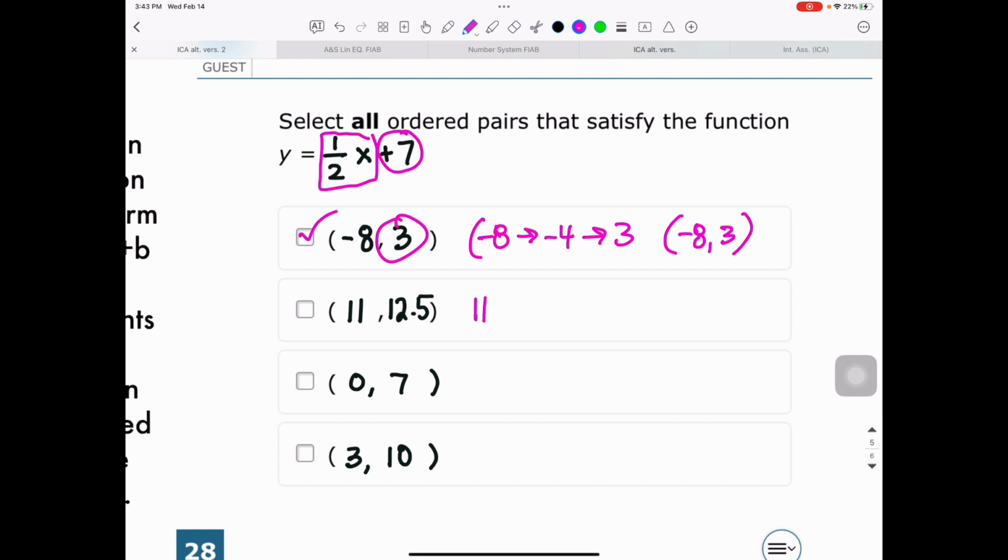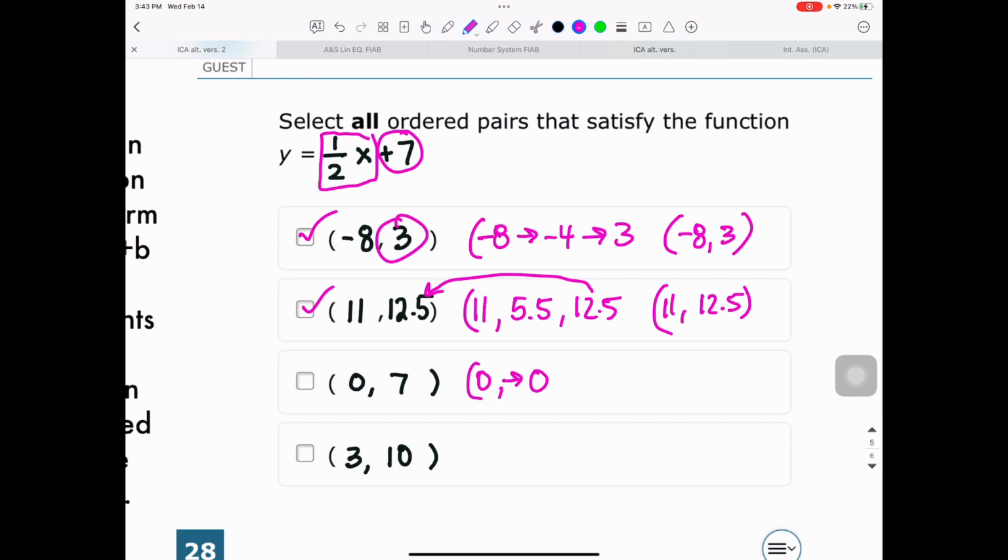If I start with 11, I cut it in half. I'm at 5.5. That means divide by 2. If I add 7, I get to 12.5. Yep, 11 takes me to 12.5. Yep, it does. Let's start with 0. Cut it in half, it's still 0. And then if I add 7, it turns into 7. So yes, 0 turns into 7 using that equation.